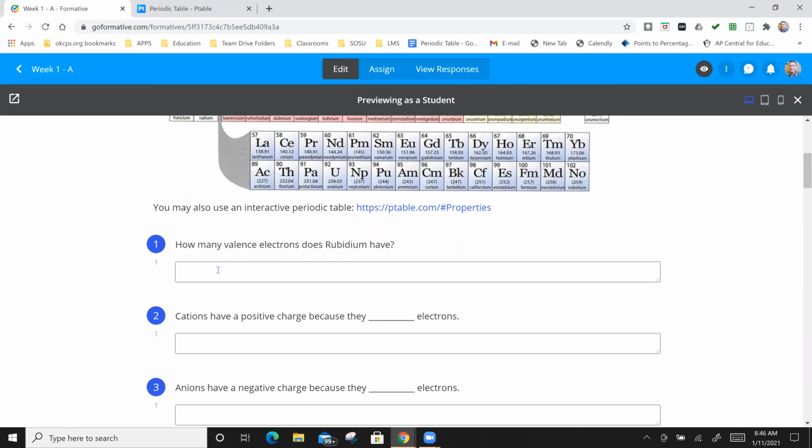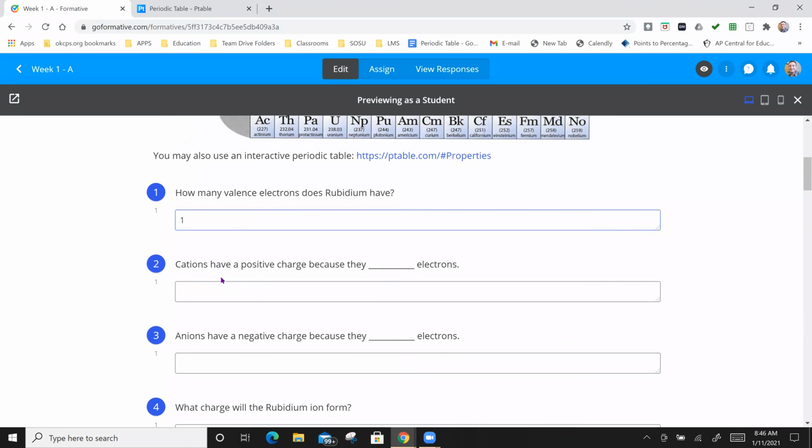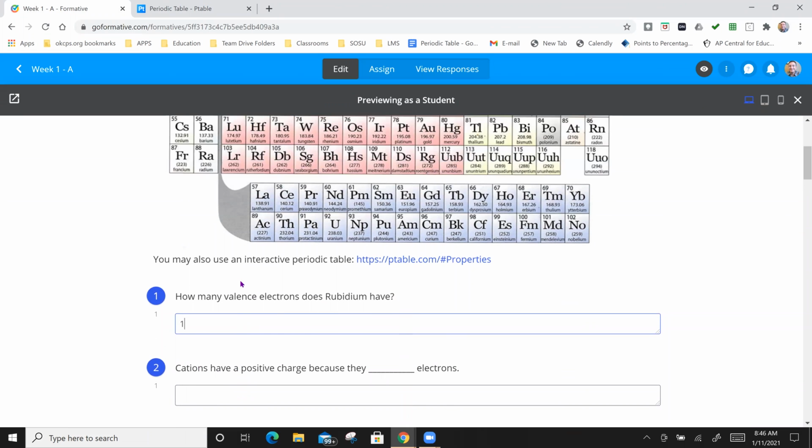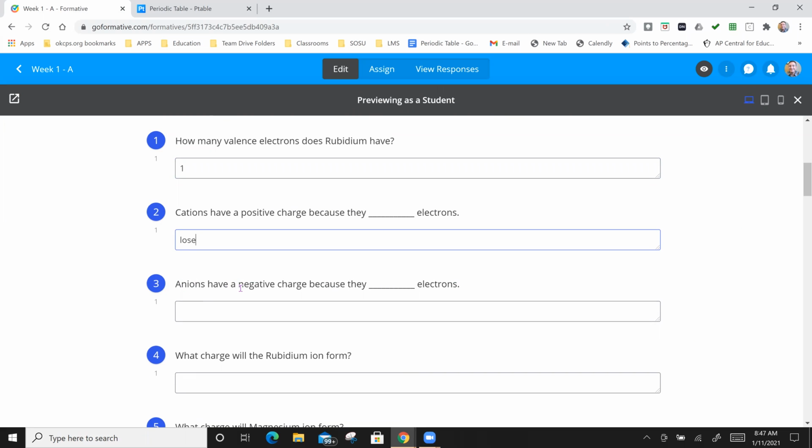So how many valence electrons does rubidium have? Well, we saw that it has 1. So one thing you need to know is that cations, okay, we've defined these previously. They have a positive charge because they do what to electrons? You should know electrons are negative. And so in order to get a positive charge, they have to lose the electrons. And then anions have a negative charge because they blank electrons. So to get a negative charge, are they going to lose, or are they going to gain electrons? Are they going to gain something negative or lose something negative to have a negative charge? And that is going to be gain.